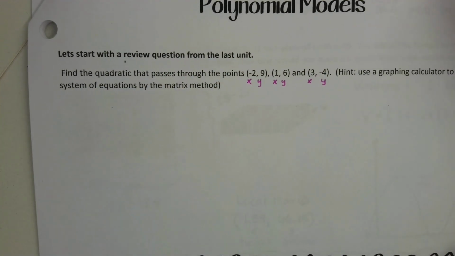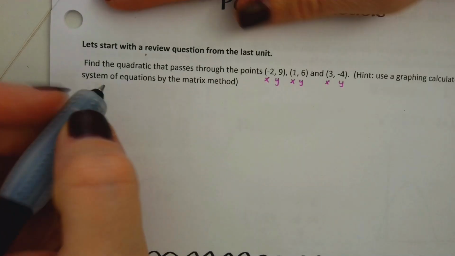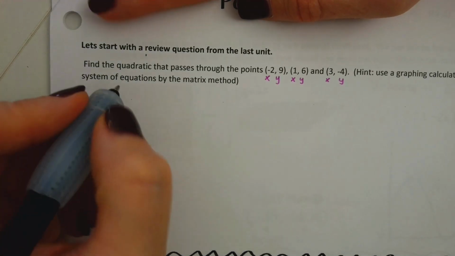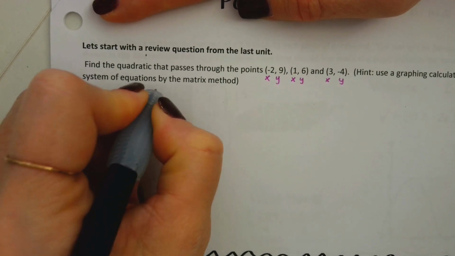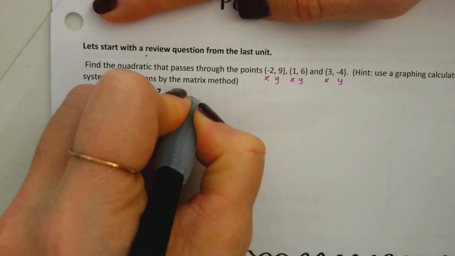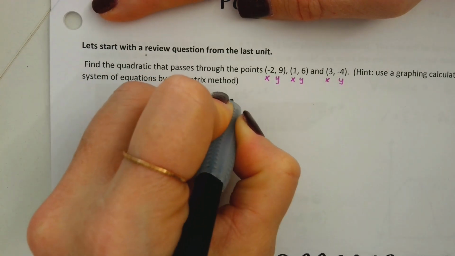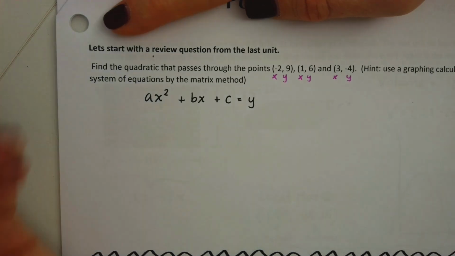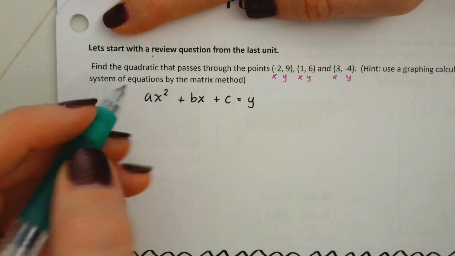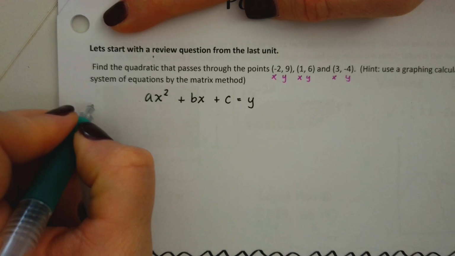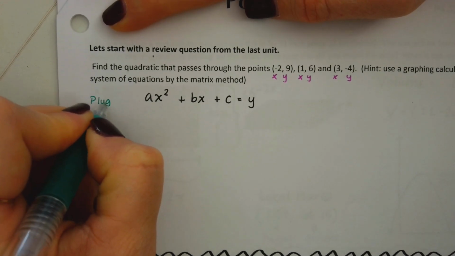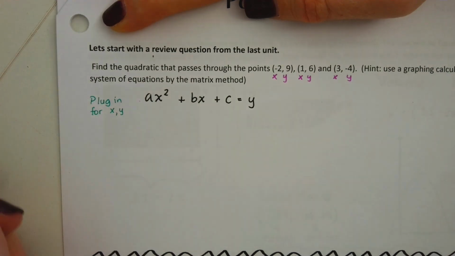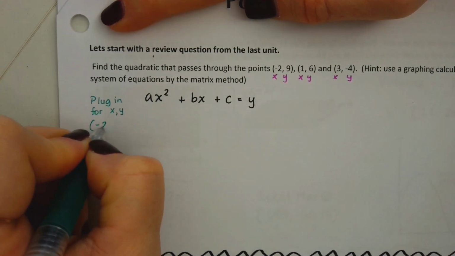And then from that, we wrote out just the blank regular standard form of a quadratic. What does regular standard form of a quadratic start with? AX squared plus BX plus C equals Y. Okay, and what we did with these points is we took each one of these points and we plugged it in for the X and the Y, to basically write ourselves 3 equations.